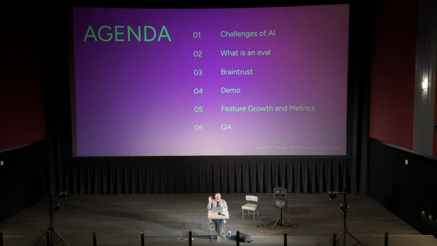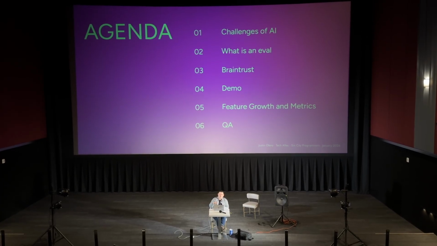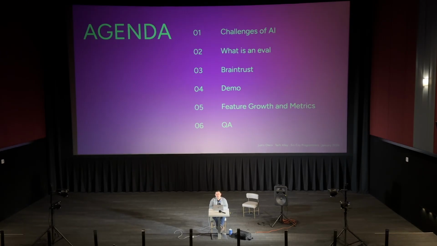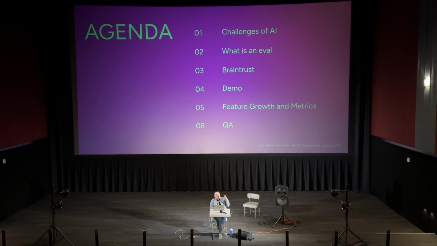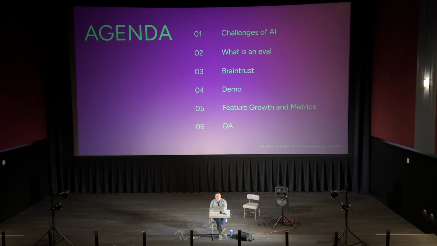We're going to discuss challenges of AI, what an eval is. We're going to look at Braintrust, what we use to track different evals, as well as discuss how a feature can grow and the metrics that you're going to track along the way. And hopefully we'll have some time for Q&A.